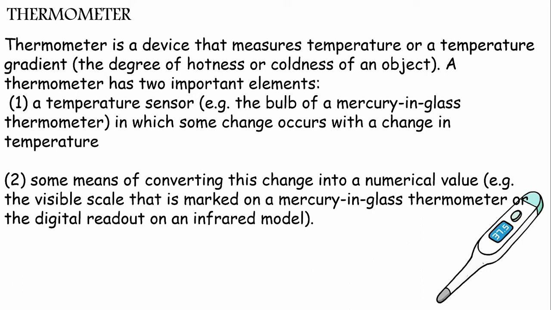Here the temperature sensor shows the temperature from the mercury, where temperature is directly proportional to the mercury, so that the thermometer starts showing the temperature. Then there is some means of converting this change into a numerical value. For example, the visible scale has marked mercury in a glass thermometer, or it is read digitally in an infrared model. It means this digital thermometer also has a sensor, where the temperature is converted into a numerical value and shown in the digital thermometer.